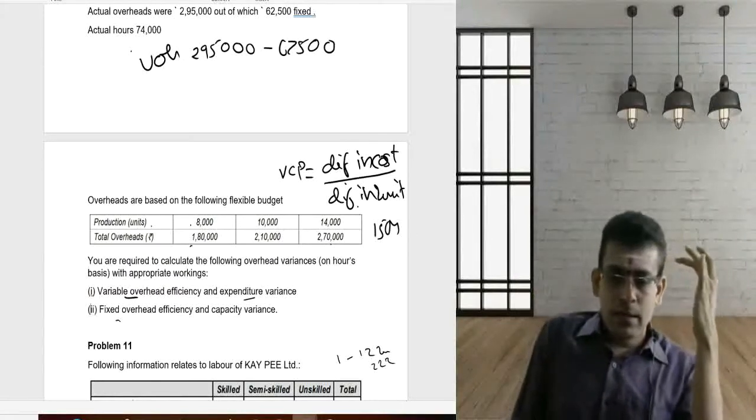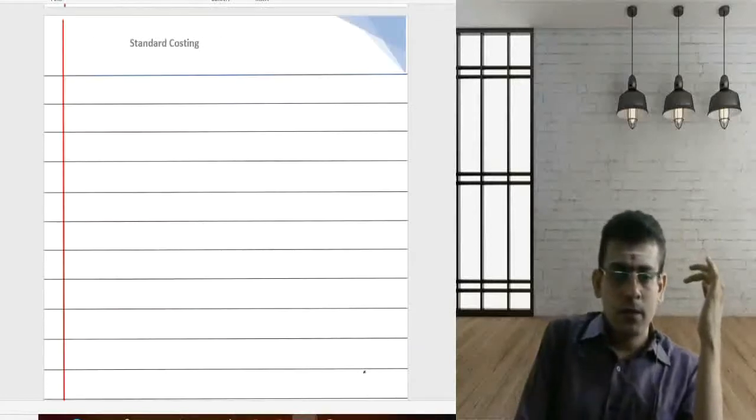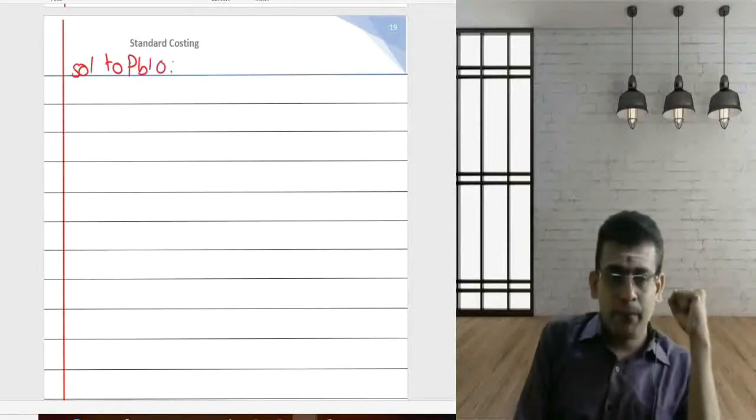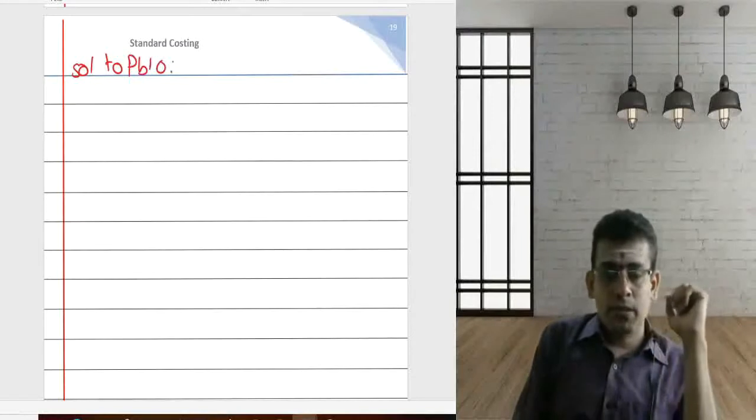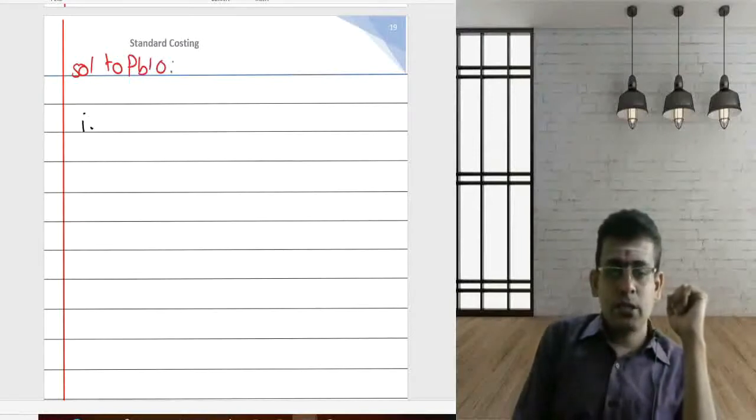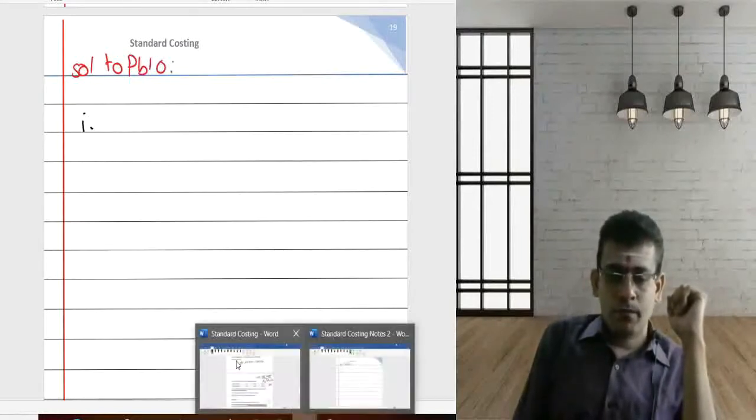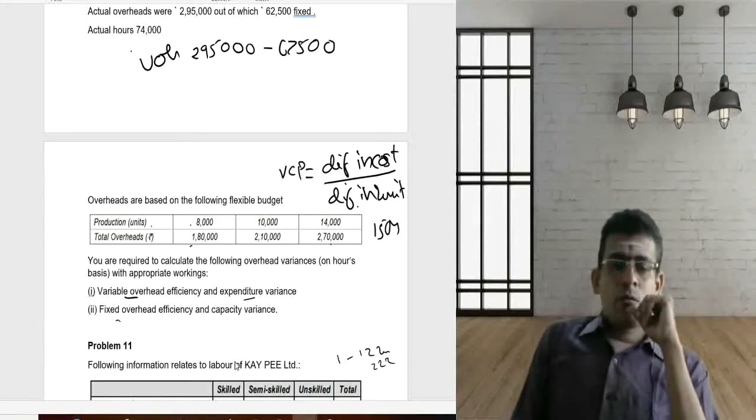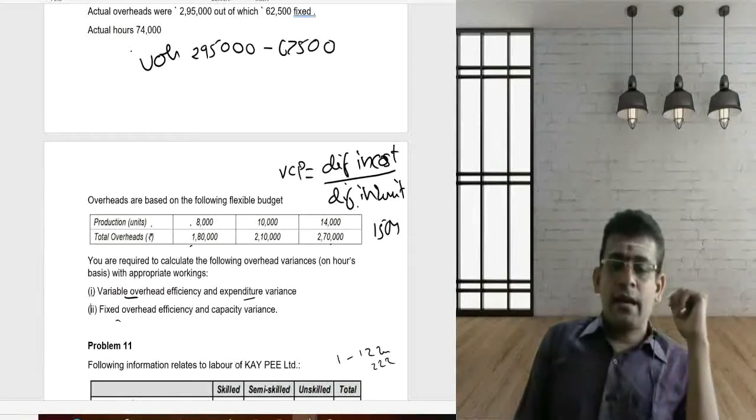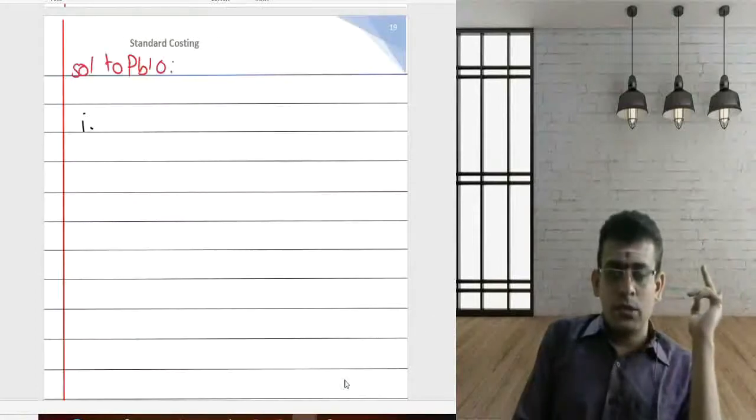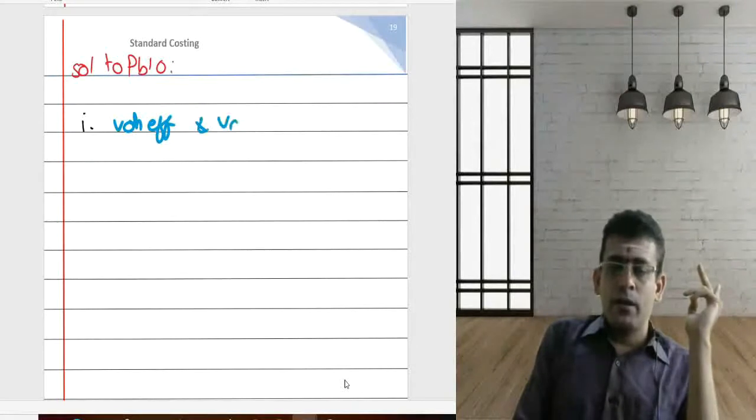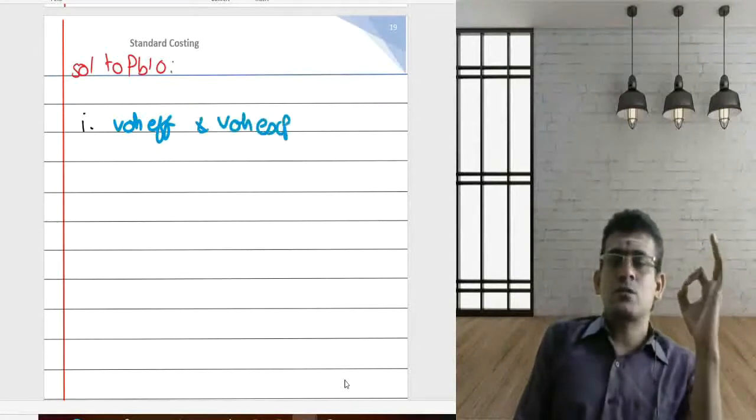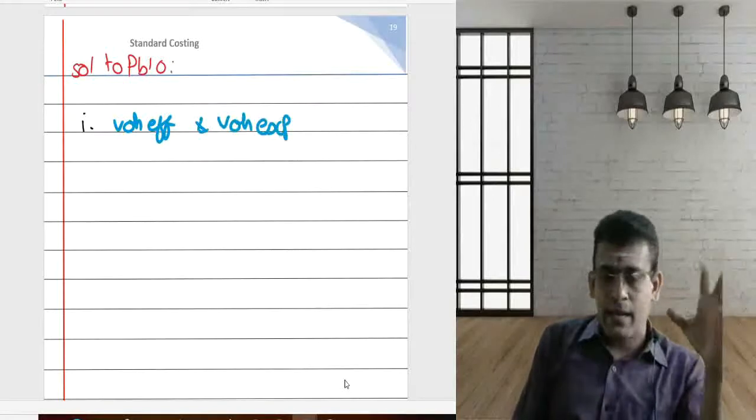So now let us start with the solution to problem number 10. What is required first? He is asking you to calculate variable overhead efficiency and expenditure variance. Only two things are required. He is asking you variable overhead efficiency and variable overhead expenditure. That is the one thing I am supposed to calculate.